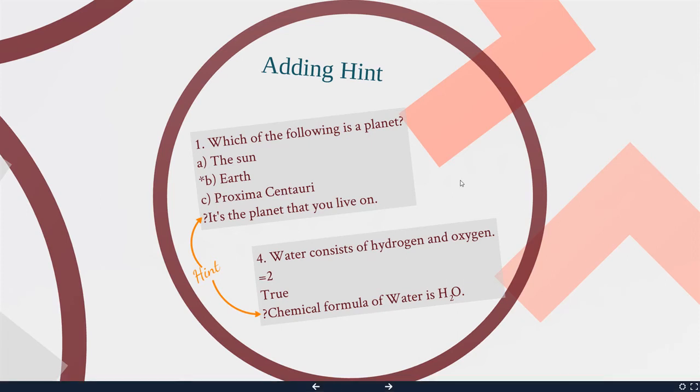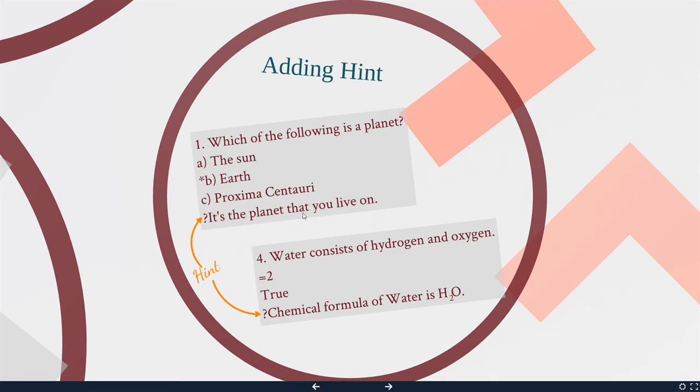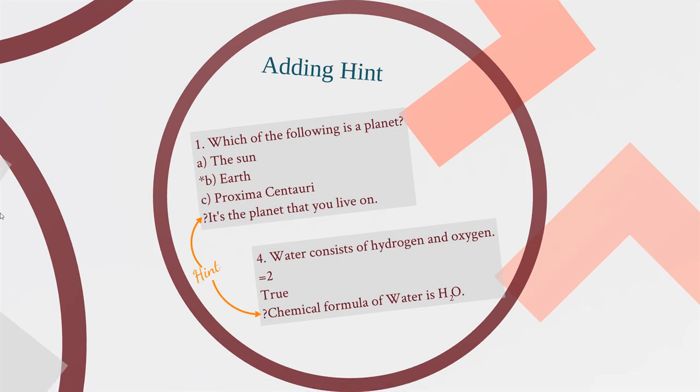So, which of the following is a planet? Right answer is Earth, and if you want to give the hint like this one, it is the planet that you live on. No one missed it. It's not guaranteed, okay? All right. So you can give a hint like this, okay? Again, you can give a hint to any of the questions. Just at the very end of the question, start with a question mark, and then write something. It will be treated as a hint.